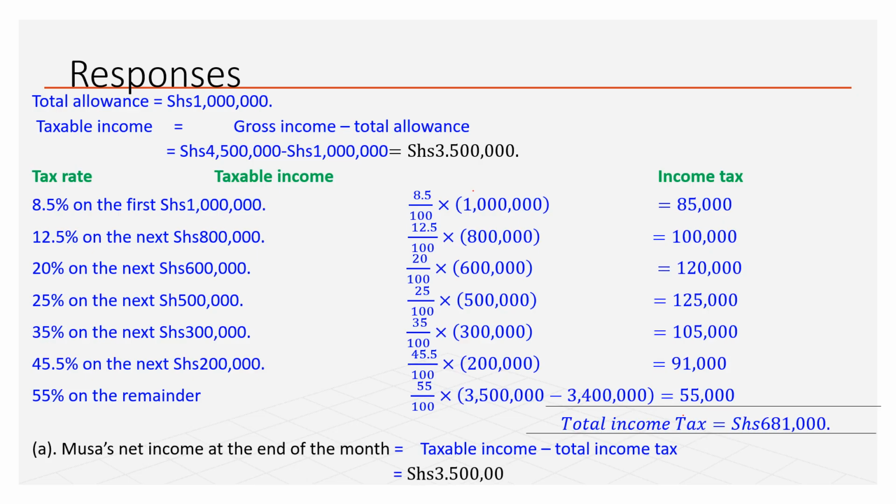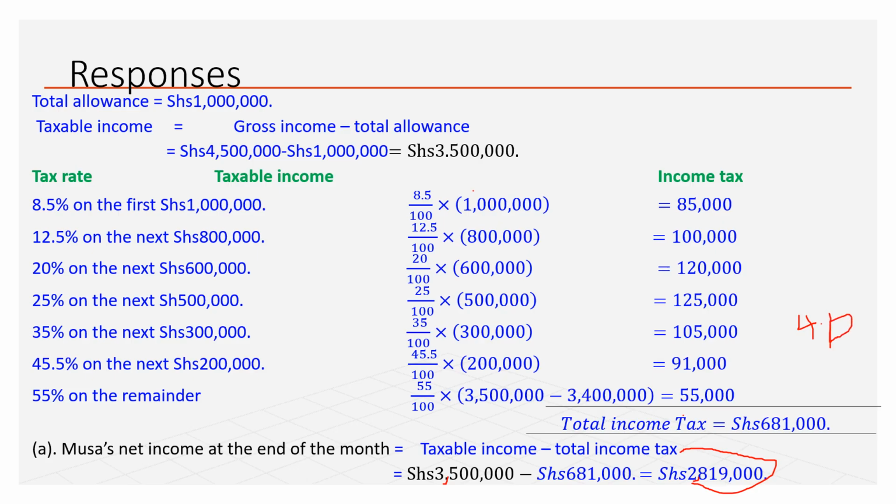So part A, Musa's net income at the end of the month will be taxable income minus total income tax, and this will be 3,500,000 minus 681,000, and this will give us 2,819,000.